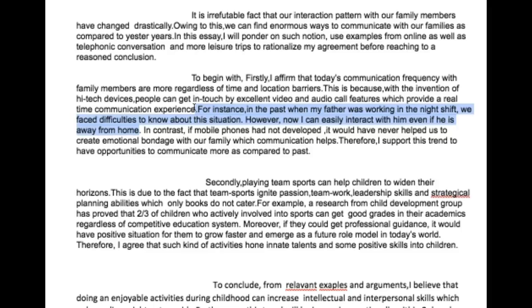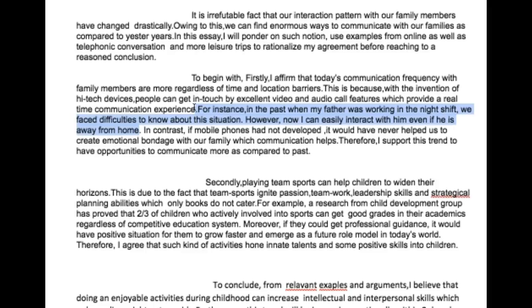So, for instance, okay, so this all needs to be rephrased into the examples, but don't worry, in the sentence guide, there's a whole module, a whole video on how to write more academic sounding examples. Okay, so I'm not going to correct that because you just need to transform it to a personalized one, and it's not difficult. In contrast, if mobile phones had not developed, it would have never helped us to create emotional bondage with our family, which communication helps.